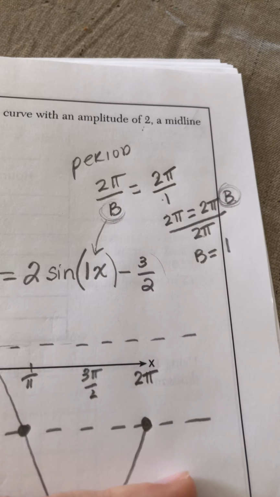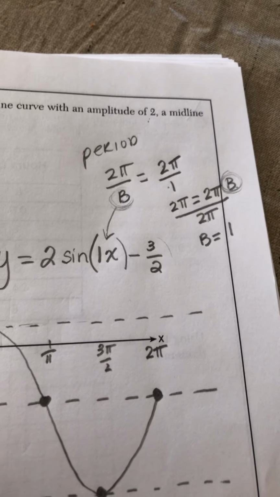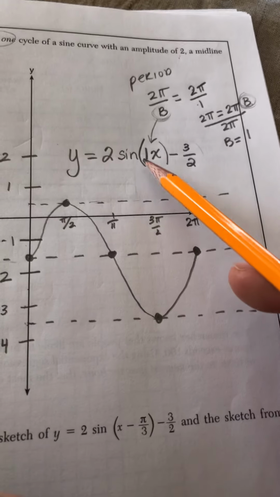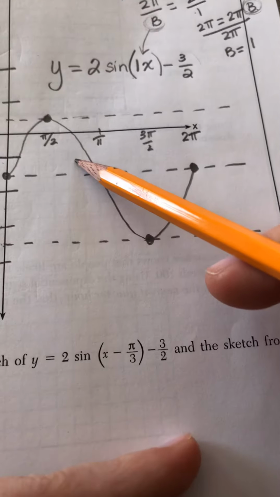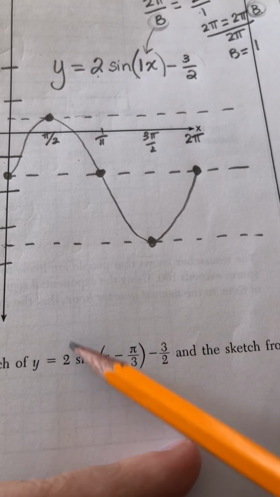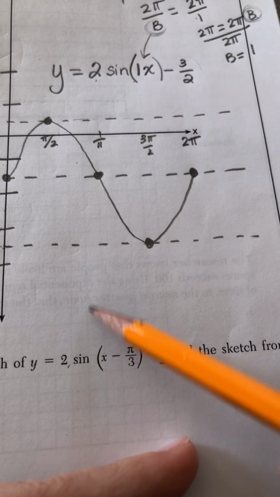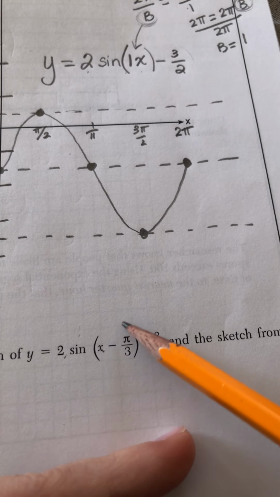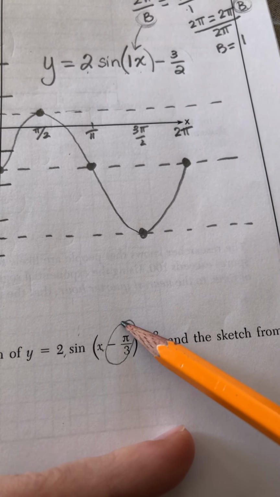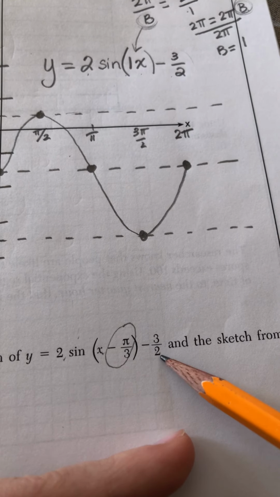You got to have a variable. Okay, if you don't have a variable, then you don't have an equation, okay? This is the equation of this sine graph. So if you look, amplitude is 2, sine, 1x, this was non-existent. Minus 3 over 2, minus 3 over 2.